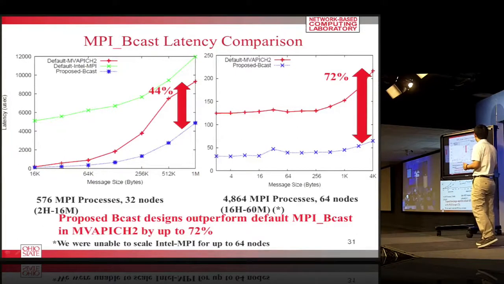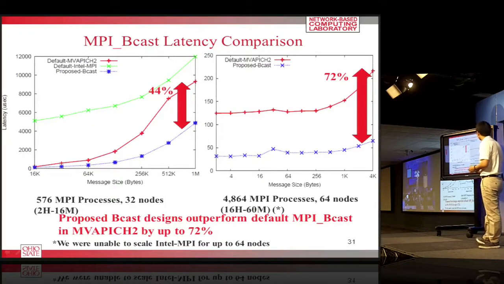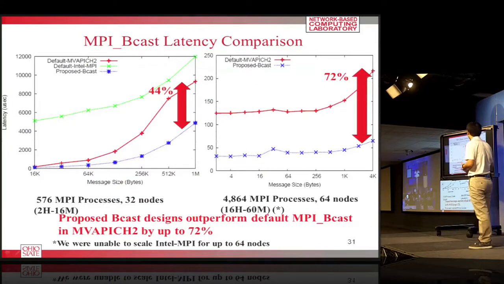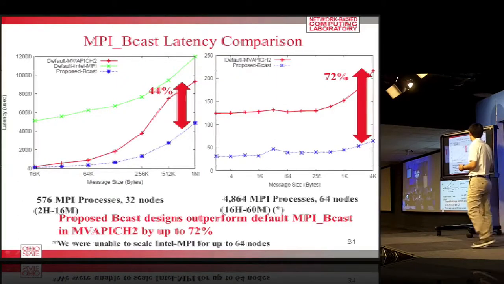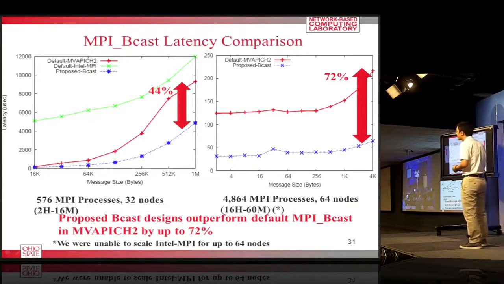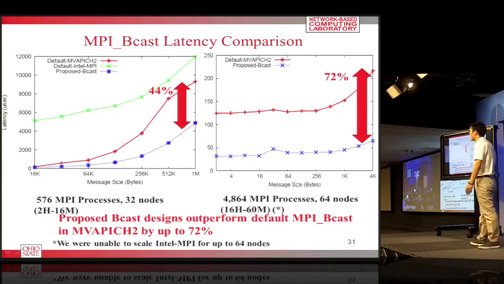Okay, if we go to larger scale, like the right graph, there's 64 nodes. We can see that our proposed design can outperform the default MPI Bcast design by up to 72%. Here, we were unable to scale Intel MPI up to 64 nodes, so we don't show the results in the right figure.